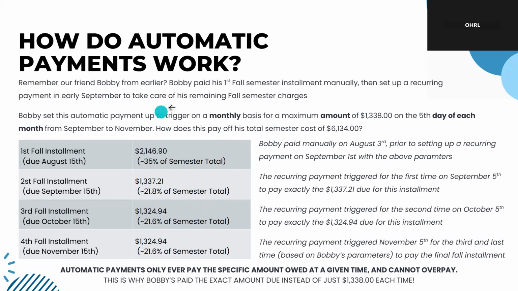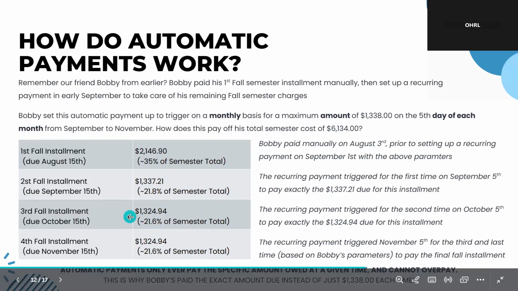Now, if we put this in practice, how does this pay off his semester total? Well, looking at the first installment, August 15th, Bobby paid this one manually prior to setting up the auto pay. He did that on September 1st with these parameters. That means that when the September 15th payment rolled around, Bobby's recurring payment triggered for the first time on September 5th to pay exactly the amount due for this installment. That is, again, because autopay is smart and is only going to pay what you owe and not a cent more than the ceiling you set for it.